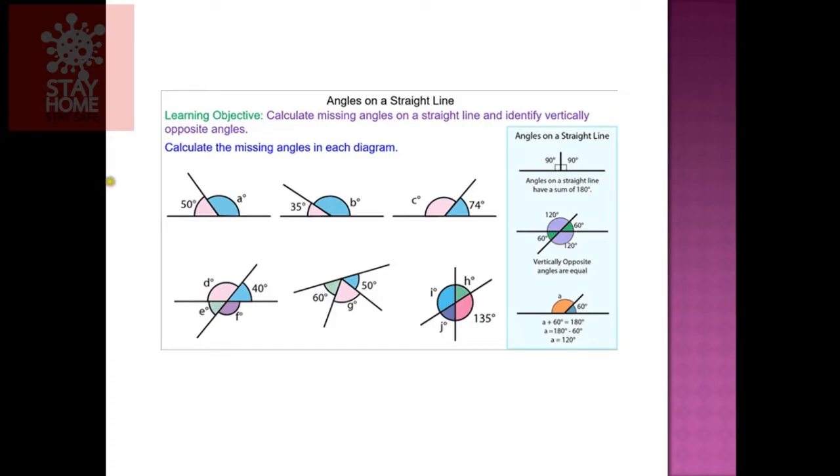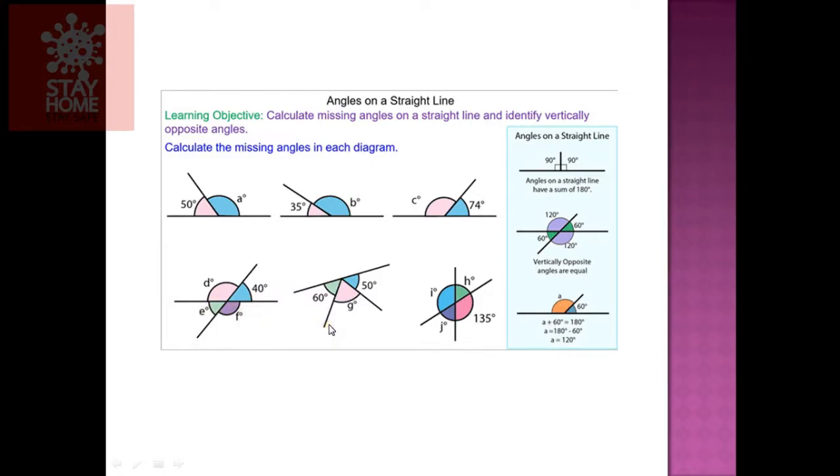If it is 35, 180 minus 35 will be B. If it is 74, 180 minus 74 will be C, and from here D will be 180 minus 40. And definitely D and F are equal, because these are opposite angles, and vertical opposite angles are equal. This is the rule. D is 140, so definitely F will be 140, and E is opposite to 40, so E is 40 degrees.